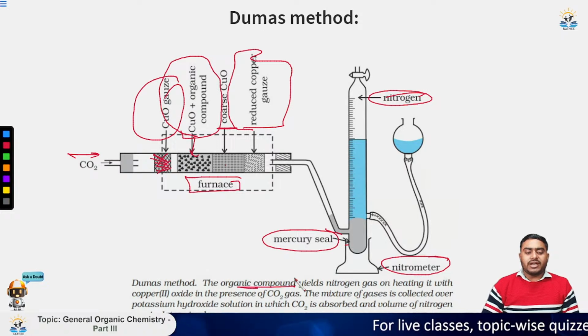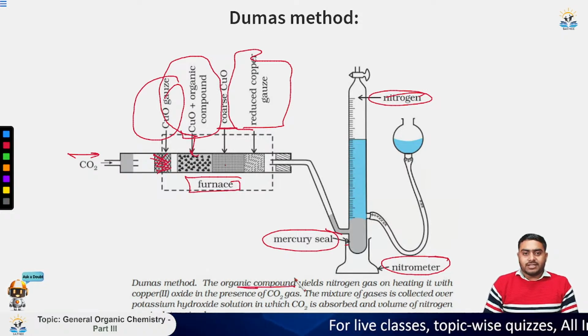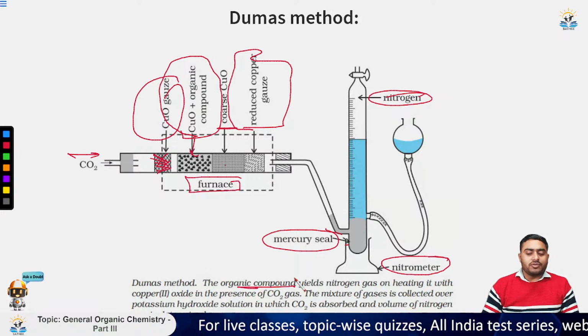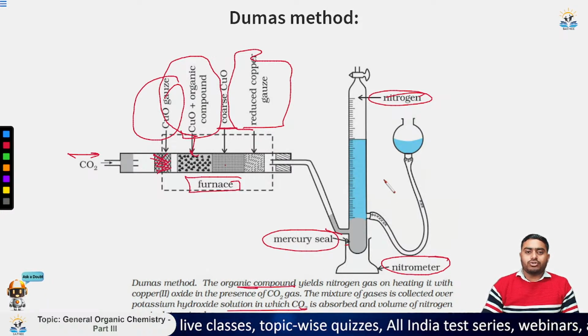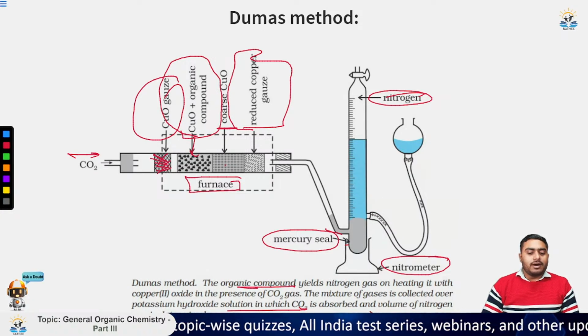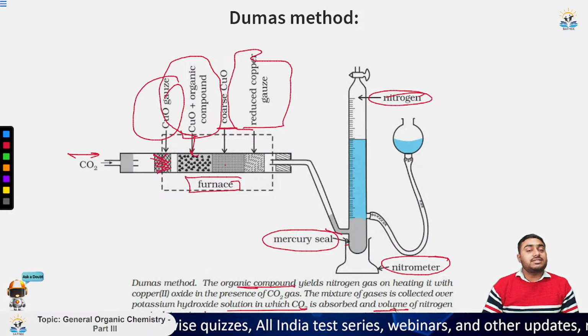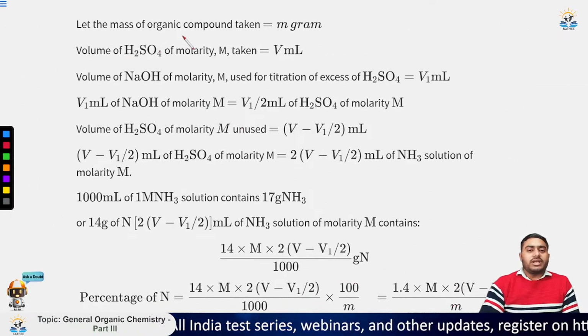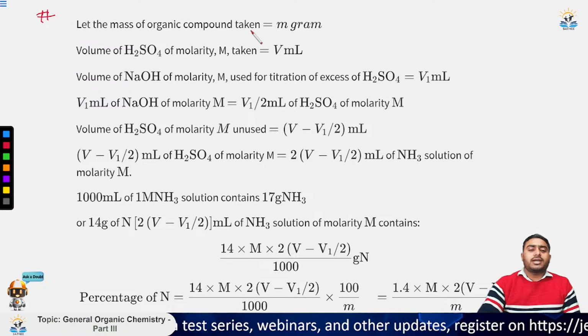In the Dumas method, the nitrogen compound yields nitrogen gas on heating with copper oxide, that means CuO, in the presence of CO2 gas. The mixture of gases is collected over potassium hydroxide solution, in which CO2 is absorbed, and the volume of nitrogen gas is determined with the help of this nitrometer. Let's move to the next part. This is the next calculation.